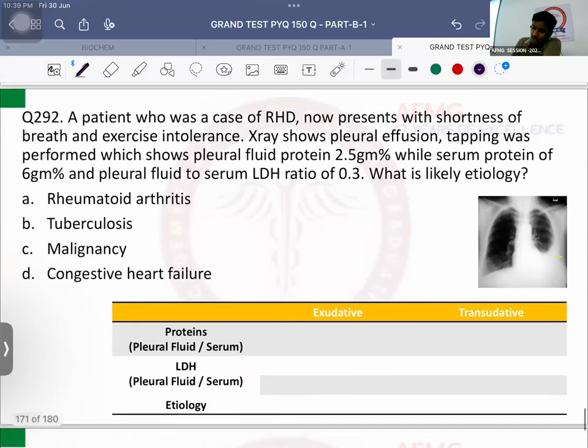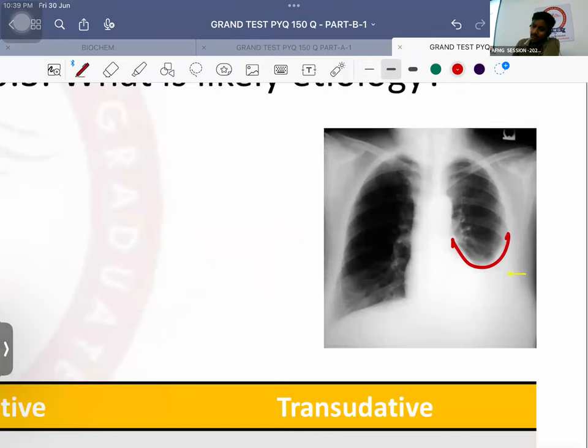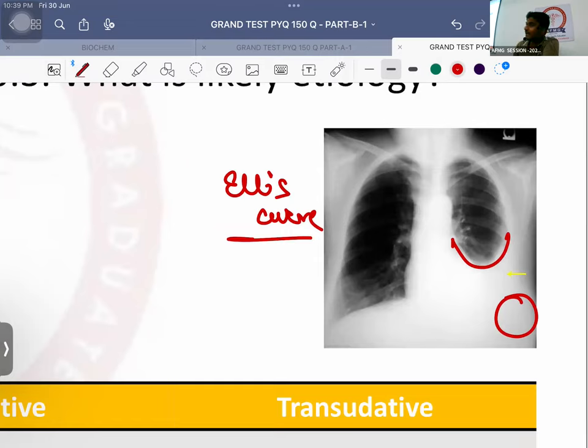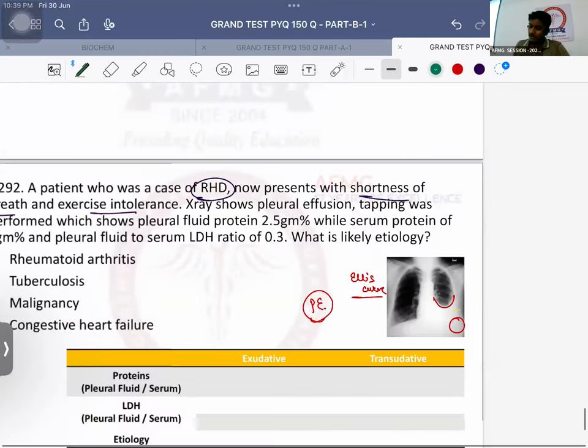A patient who was a case of rheumatic heart disease now presents with shortness of breath and exercise intolerance. X-ray shows pleural effusion. What is seen? Which curve? Ellis S curve is usually seen. And blunting of which angle? The costophrenic angle is not seen. That is blunting because there is collection of fluid in the pleural cavity. This is a case of pleural effusion, also known as hydrothorax. In hydropneumothorax, what will happen? A straight line with air and the fluid will be there. Here there is no curve. Okay?